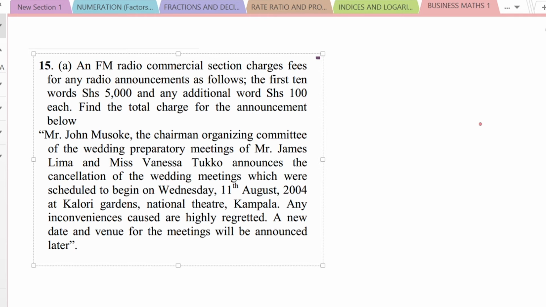So moving on, an FM radio commercial section charges fees for any radio announcements as follows. The first 10 words are 5,000. And any additional word is 100 each. Find the total charge for the announcement below. So we have an announcement here. So let's first find the first count of the first 10 words.